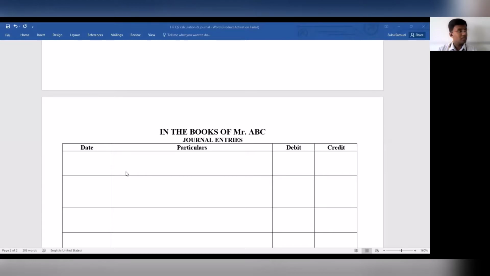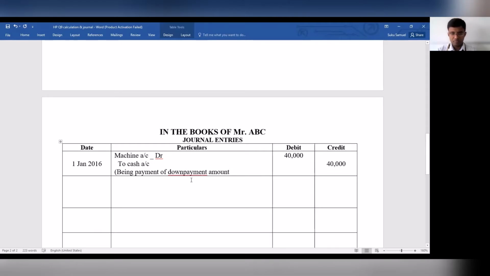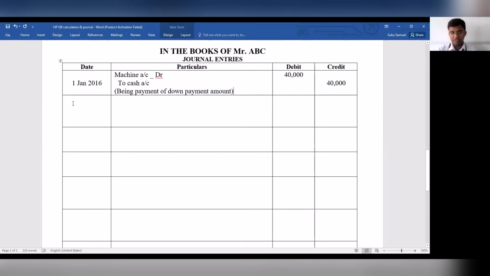And in the journal entries, we are preparing the books of accounts of the purchaser, and the purchaser is Mr. ABC. The very first entry will be on 1st of Jan 2016, for the down payment. Machine account debited, amount is 40,000, to cash account, amount is 40,000. Being payment of down payment amount. So we have completed the very first entry.